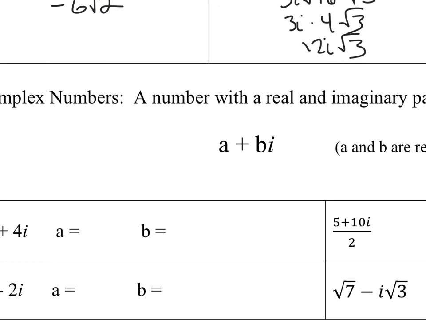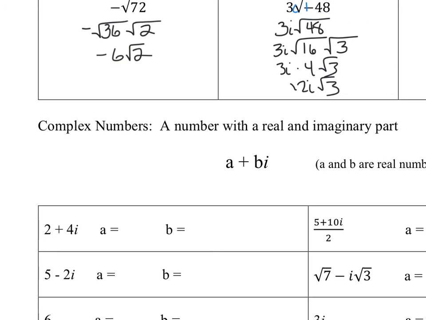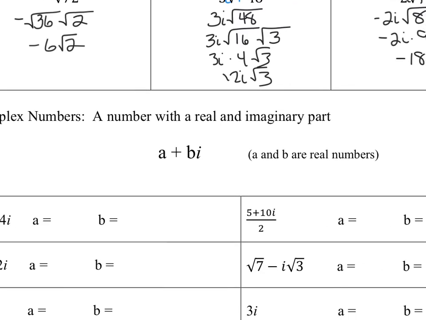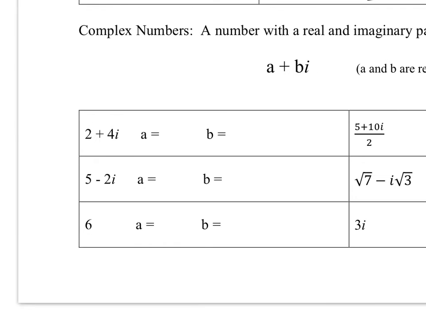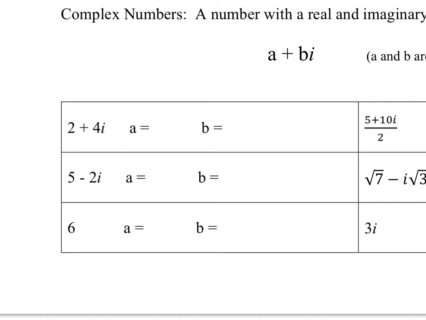Alright, next part is you have to be able to look at a complex number and know the different parts. So a complex number has a real and an imaginary part. So the imaginary part is obviously the i, and the real part is the one without. So a and b themselves are real numbers, but the i attached to the b in multiplication, that just makes it imaginary. So if you look here, take a second, pause it, see if you can figure out what's a and what's b in each of these.